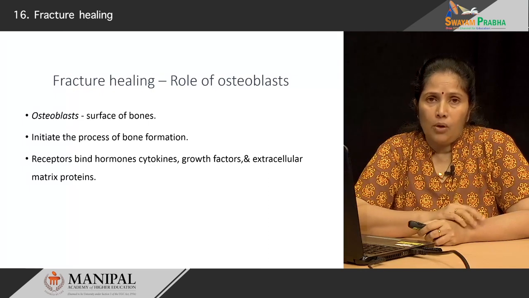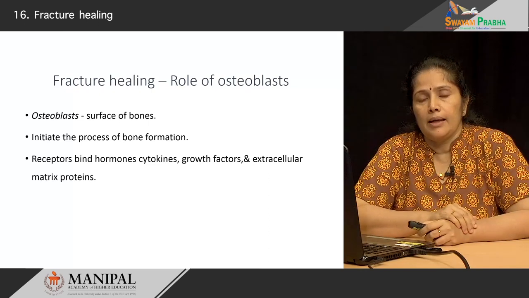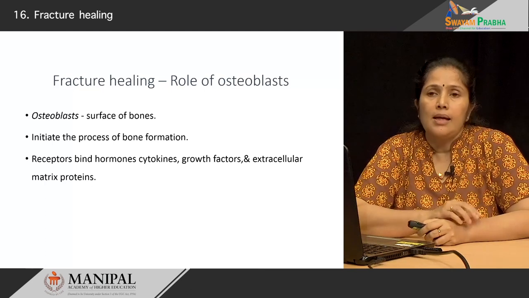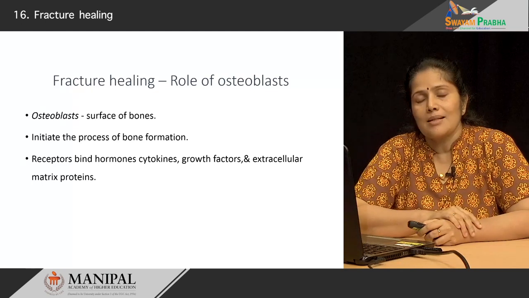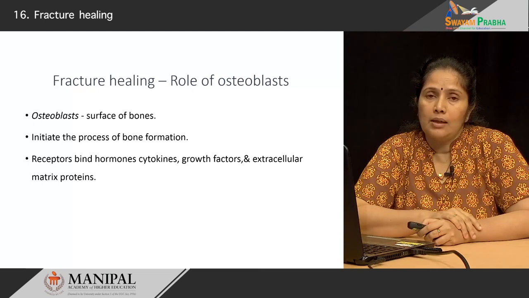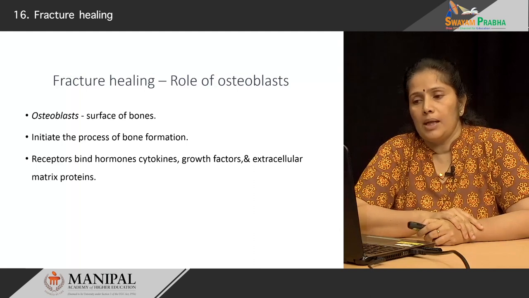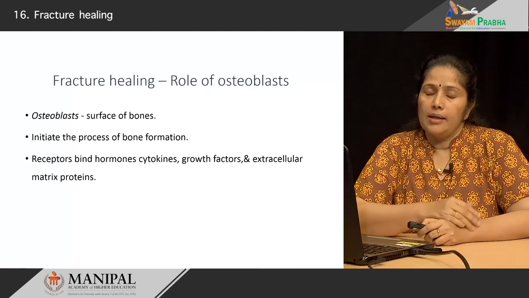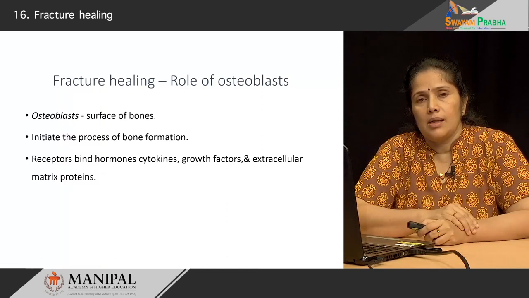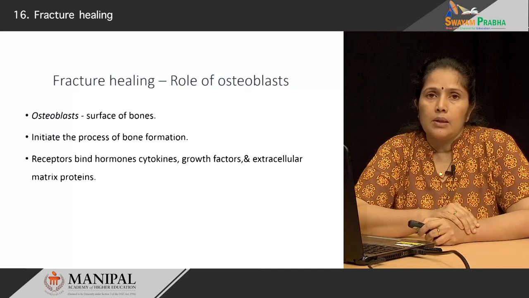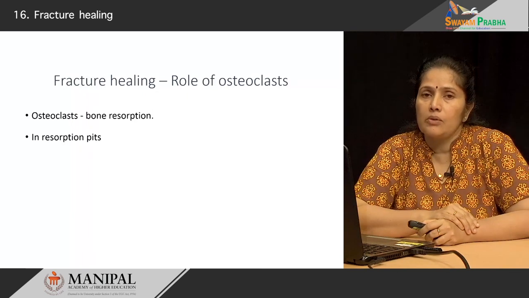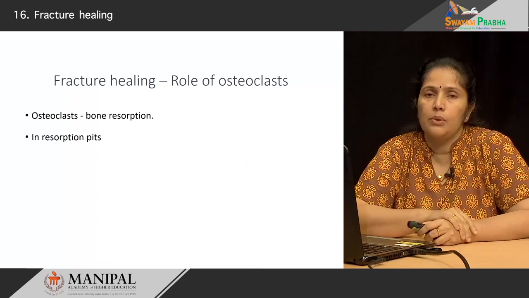These osteoblasts have a lot of receptors on their surface and they help in release of a lot of growth factors, as well as interact with the extracellular matrix proteins. As they interact, they help to lay down the woven bone, which will slowly get remodeled into lamellar bone. Since osteoblasts are laying down bone, there have to be certain cells which help to resorb the extra bone. This function is done by the osteoclasts, which are the cells involved in removal of bone, otherwise known as bone resorption.